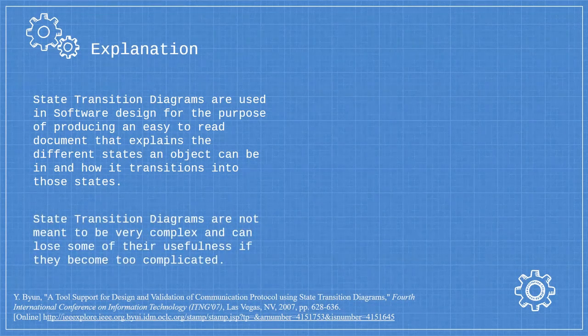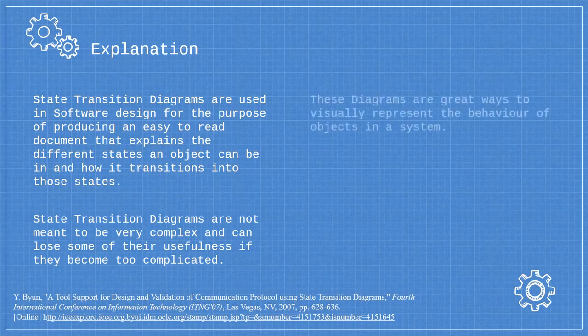State transition diagrams are also not supposed to be very complex. You don't want a lot of objects in a system, because the more objects you have and the more states that they're in, the less useful these diagrams become, because they start to just get overwhelming with all the different states and the transitions that are involved with each object.